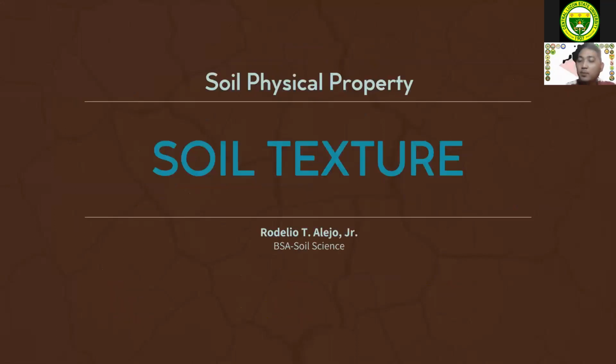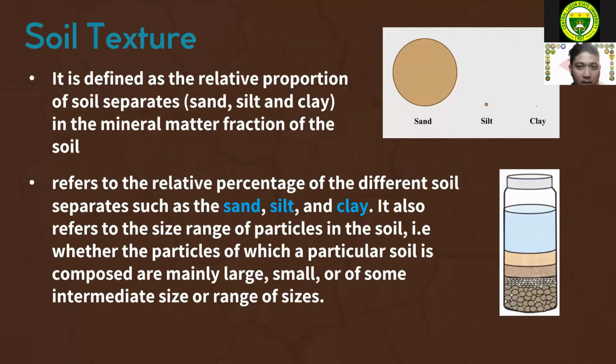So the first topic is soil texture. So what is soil texture? Soil texture is defined as the relative proportion of soil separates in the mineral matter fraction of the soil. So soil separates, these are the sand, silt, and clay. You should know that when we say soil separates, we are dealing here with sand, silt, and clay only. The other solid particles in the soil are excluded.